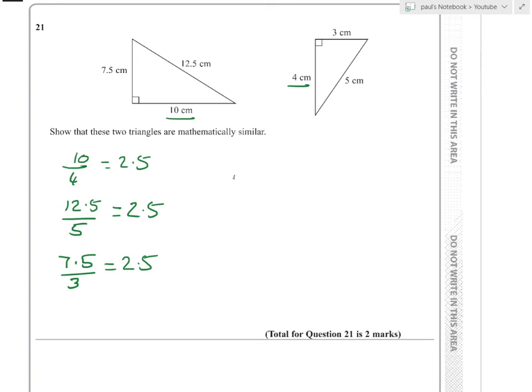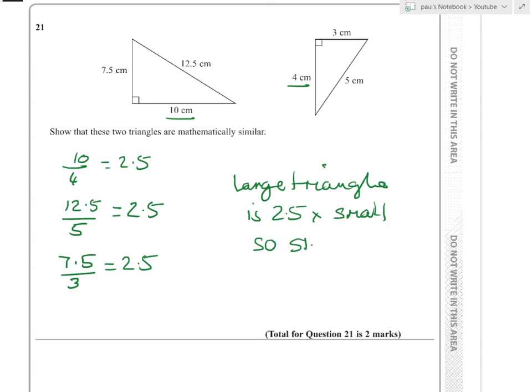So the large triangle is 2.5 times the small. So they are similar.